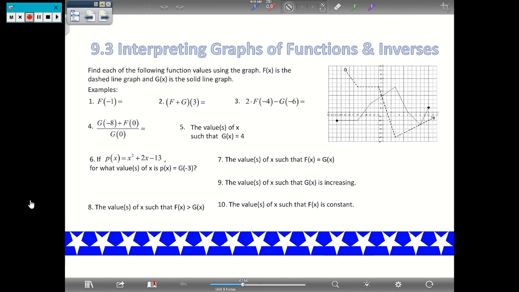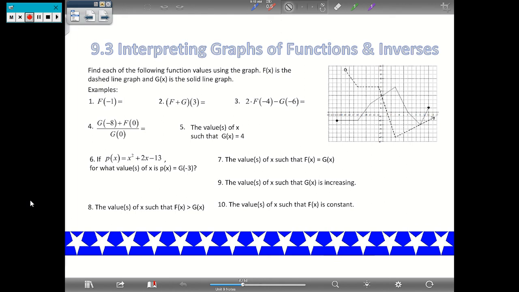Okay guys, let's take a look at today's lesson. We're actually going to look at two different topics today. One is interpreting graphs of functions, and you probably haven't done a whole lesson on this before, but it's an important topic for us in calculus that we are able to read and interpret graphs. The second part is inverses, and I know you dealt with inverse functions last year in Algebra 2, so this should be mostly a review. That's what we're going to work on.